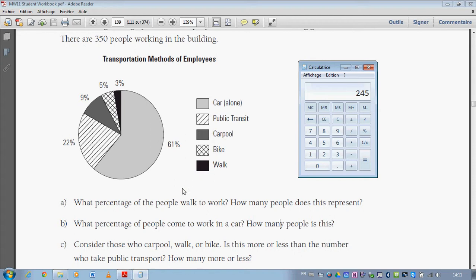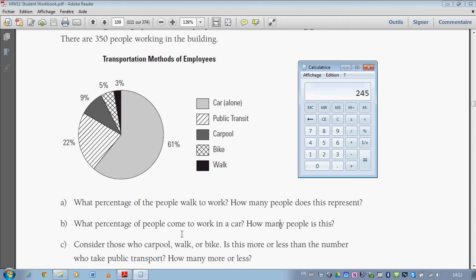Carpool, bike, and walk. And then they're asking you to compare these to the number of people who take public transport. So public transport would be 22%. Okay, so we can see that 22% of people take public transport, whereas 17% of people will take those three types of transportation method. Okay, is this more or less than the number who take public transport?